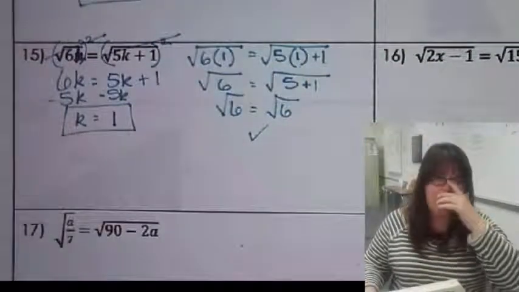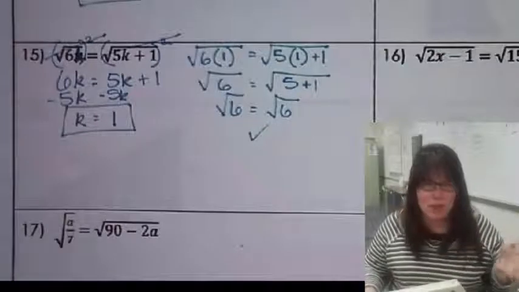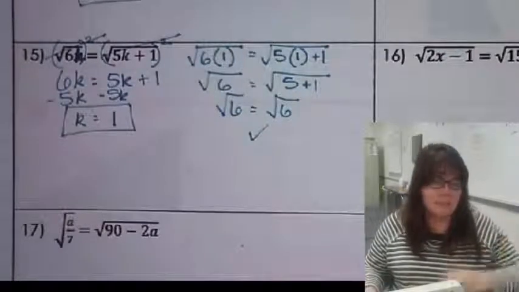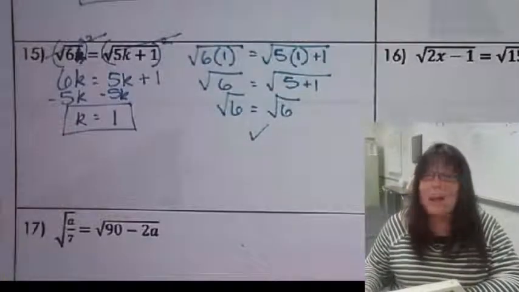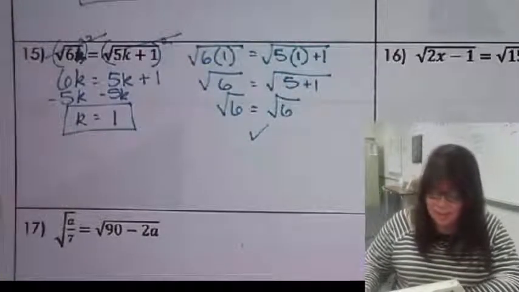Anytime you see something like that, you're welcome to check with me or put a little star by it, but it was probably just a typo. So there's number 15 for now. K should equal 1, and it does in fact check out. Now let's take a look at number 17.